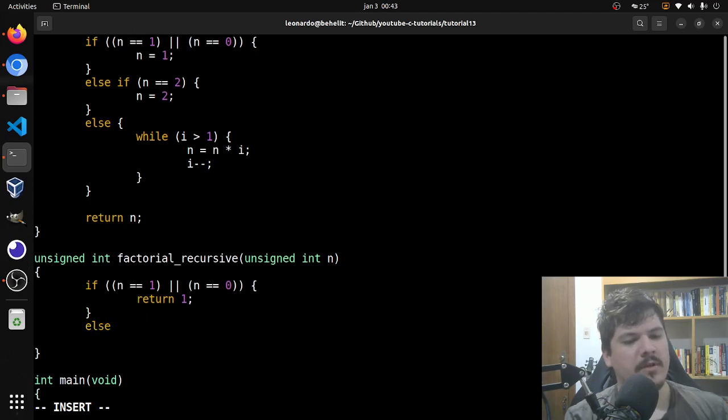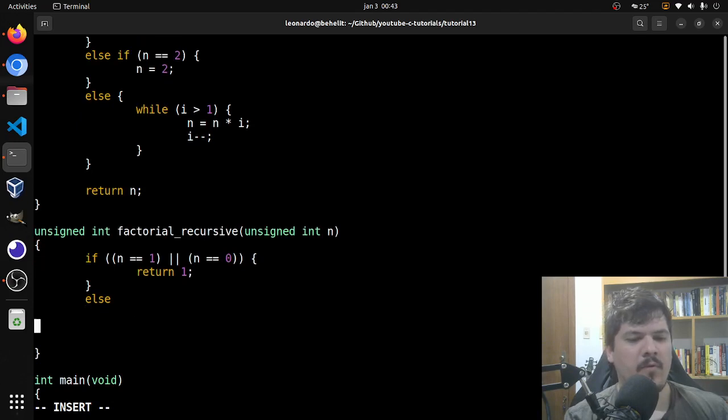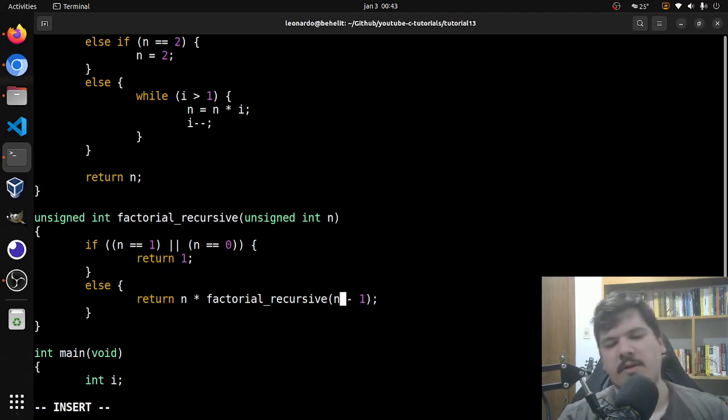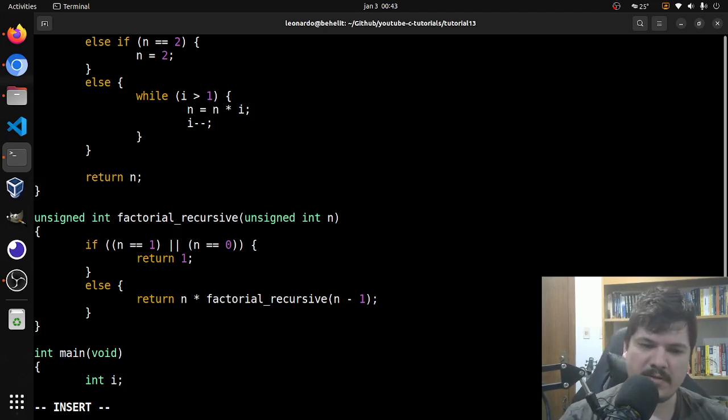Else we call it, we return n times the factorial recursive of n minus 1. So here is the recursive part basically. So what will happen here?